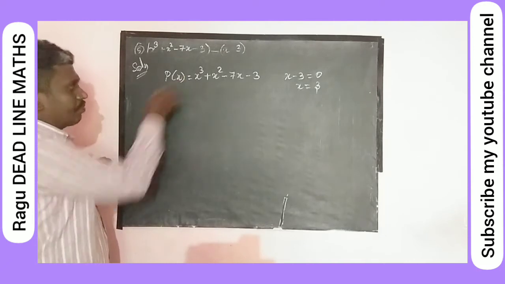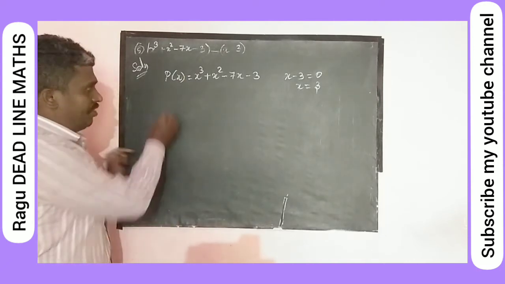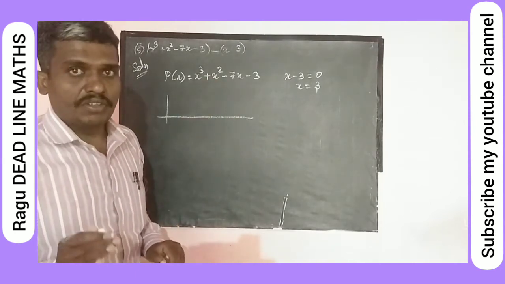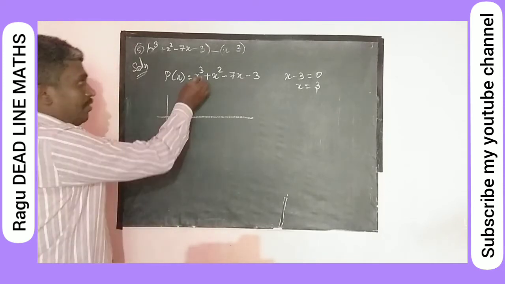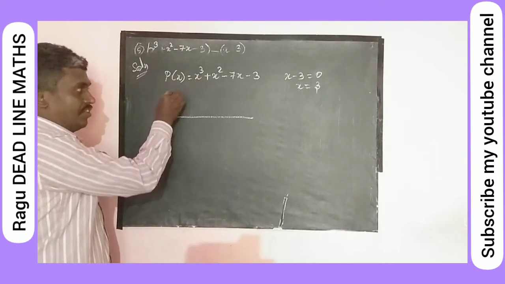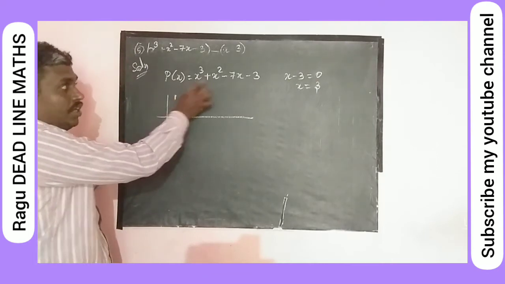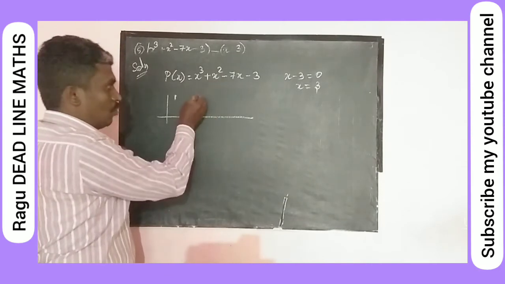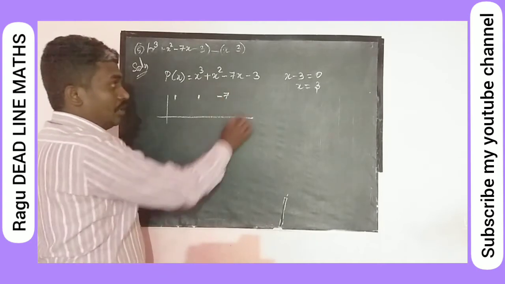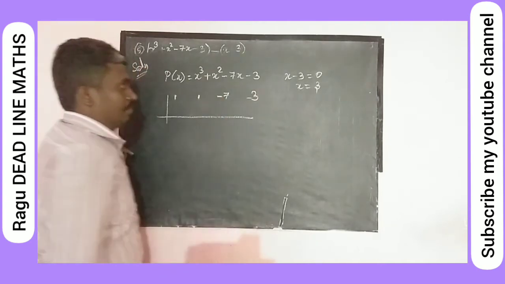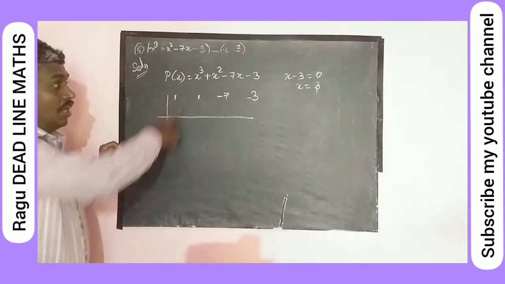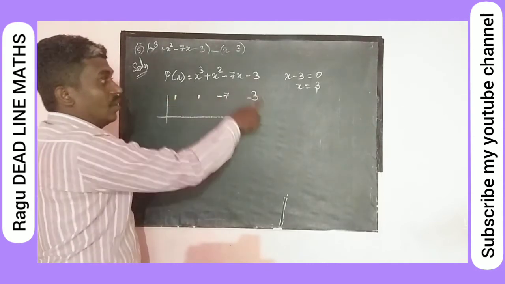Now, in synthetic division, you have to divide only the coefficients. The coefficient of x power 3 is 1, the first term. The coefficient of x square is 1. The coefficient of x is minus 7. The constant value is minus 3. Okay? Did you understand how we are writing? Only the coefficients and the constant value.